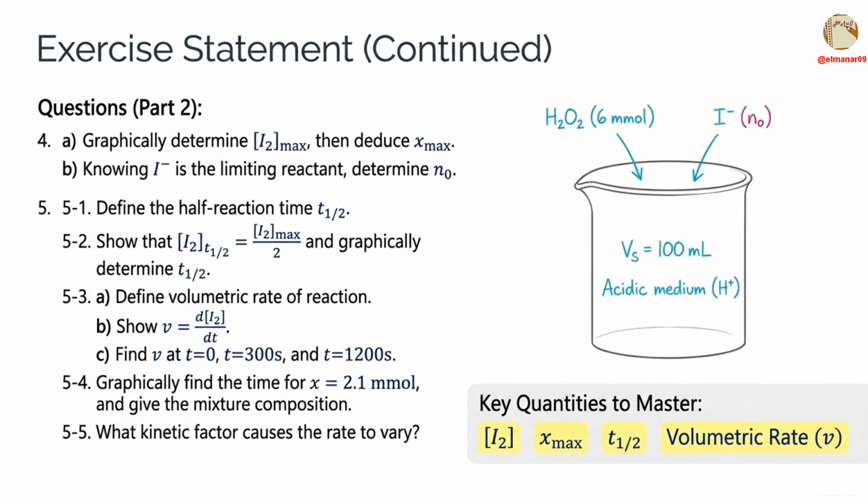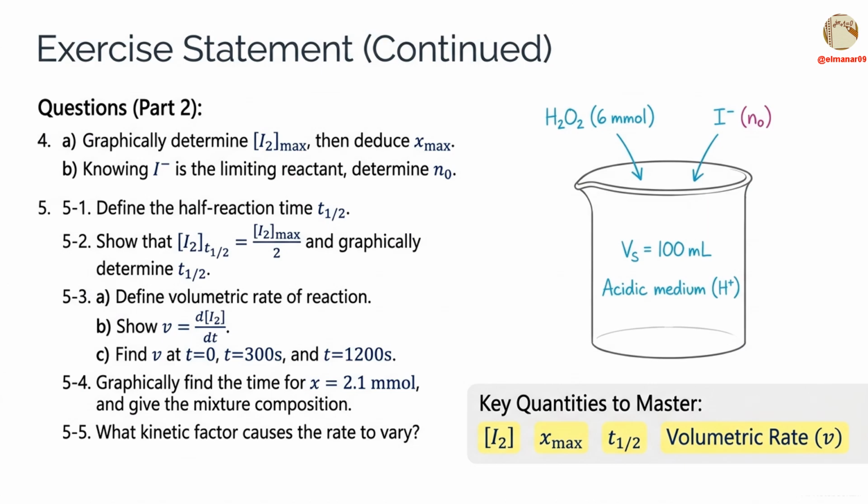Exercise statement, continued. Questions, Part 2. 4. A. Graphically determine [I2] max, then deduce x max. B. Knowing I- is the limiting reactant, determine n0. 5. 5.1. Define the half-reaction time t1/2. 5.2. Show that [I2] at t1/2 equals [I2] max divided by 2 and graphically determine t1/2.